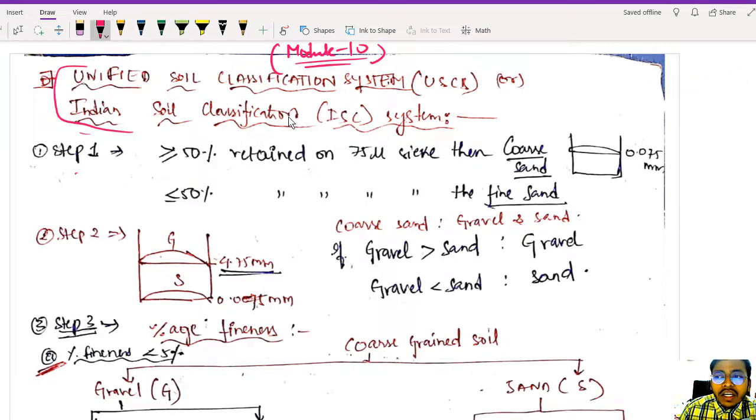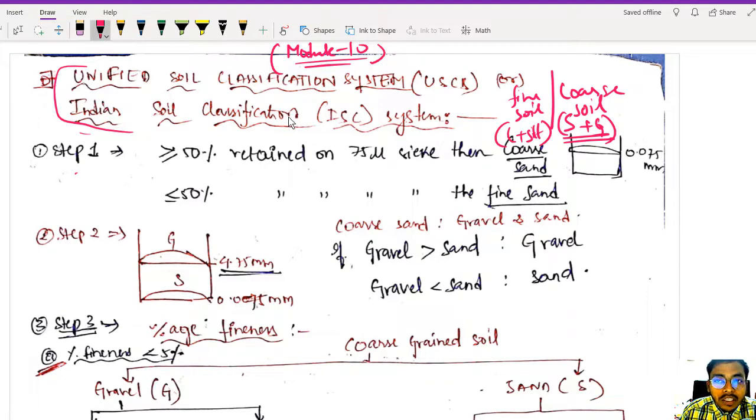Now you already know what fine soil and coarse soil are. In the previous modules, if we have sand and gravel, we call it coarse soil. If we have clay and silt, we call it fine soil. You already know this basic classification, right? Now, in this ISCS, we will be seeing silty soil, clayey soil, well-graded soil, poorly graded soil. Similarly, for gravel: well-graded gravel, poorly graded gravel, silty gravel, clayey gravel, etc.